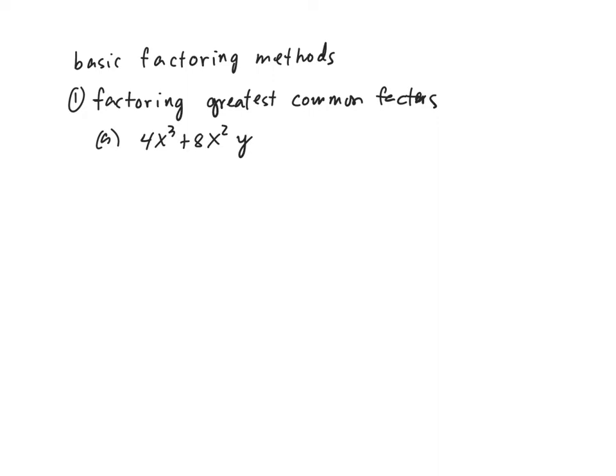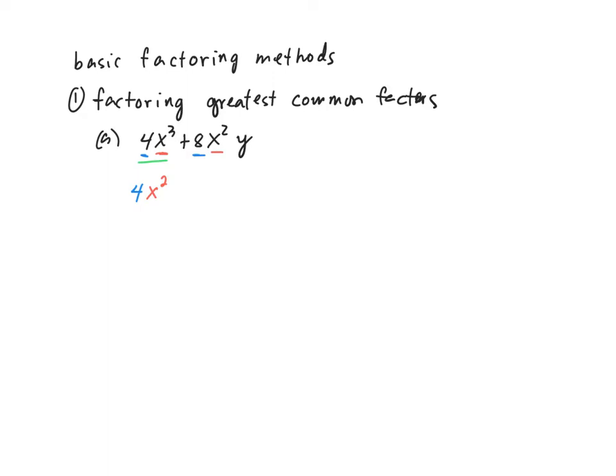The greatest common factor of the numerical coefficients 4 and 8 is 4, so let's write that down here. The greatest common factor of x cubed and x squared is x squared. Now remember that we just take the variable that has the smaller exponent. Since the first term does not have a y, then it is not part of the greatest common factor. So the greatest common factor of this polynomial is then 4x squared.